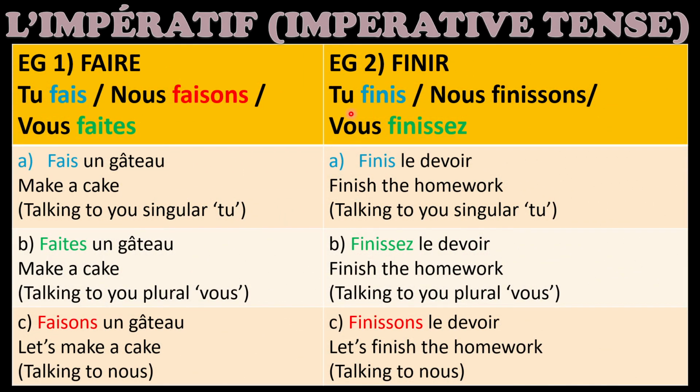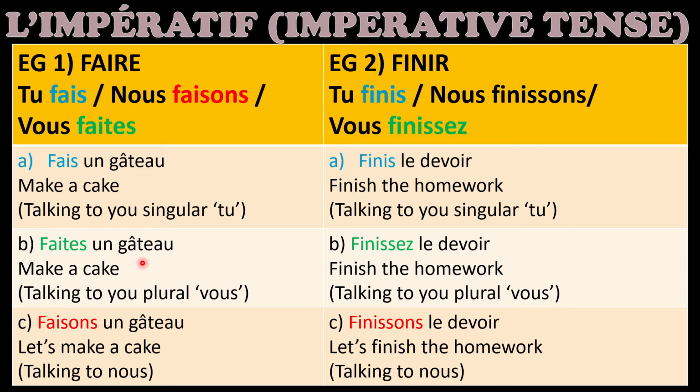So let's take an example of faire. Faire is to do or to make. In this case, it is to make because we're talking about making a cake. So the simple present tense is tu fais, nous faisons, vous faites. Remember, we're conjugating the imperative only for three people: tu, nous, and vous. So if you want to say make a cake, you're talking to one person. You say fais un gâteau. With the tu there, it would be tu fais un gâteau, but you're giving an order, so you remove the tu. Fais un gâteau.